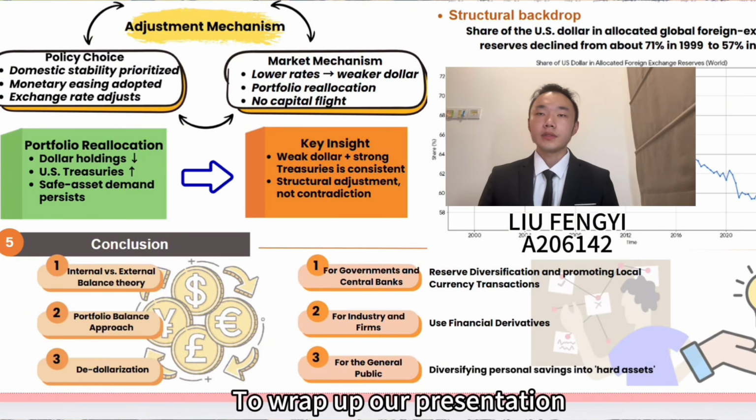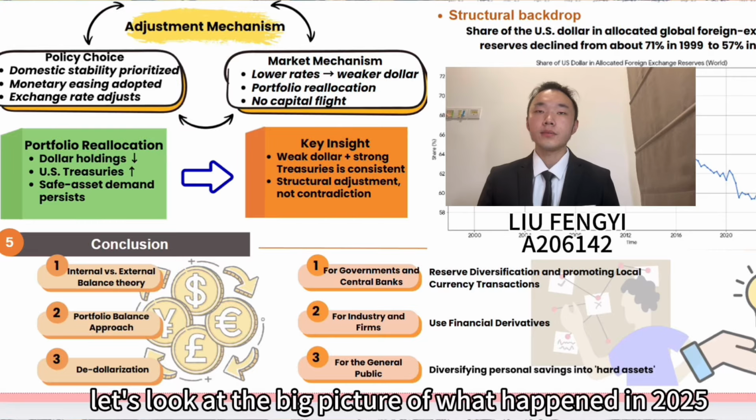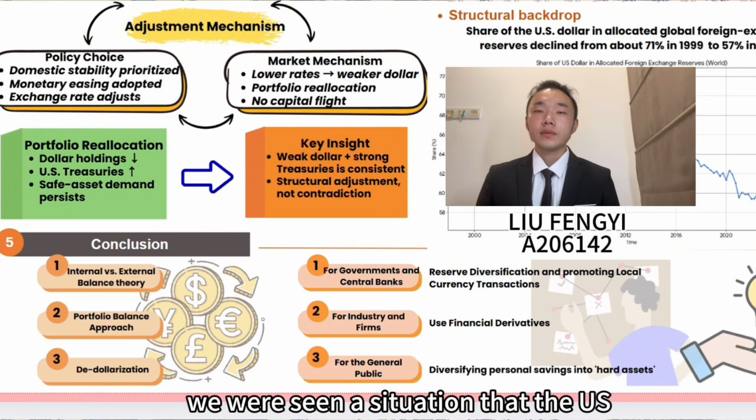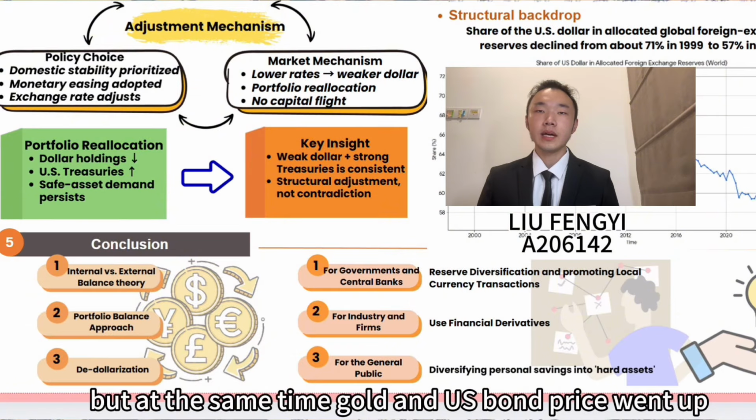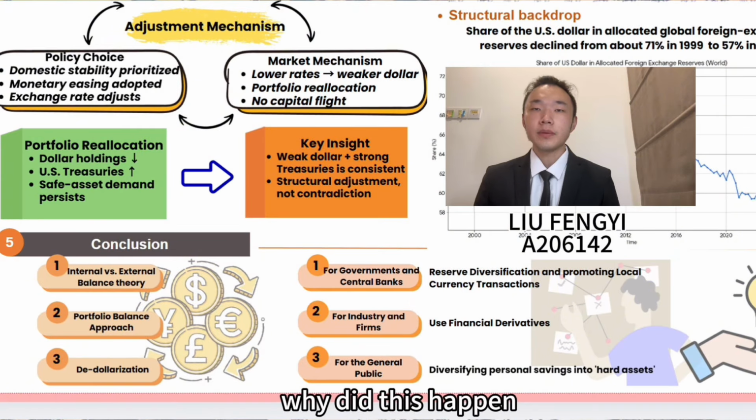To wrap up our presentation, let's look at the big picture of what happened in 2025. We've seen a situation where the US dollar lost its value, but at the same time, gold and US bond prices went up. Why did this happen?